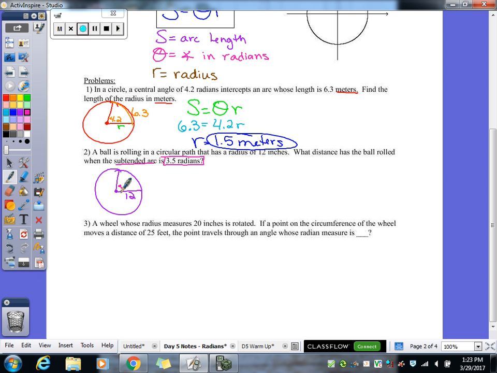The angle. Your angle is your radian. So if they ever talk about radians, that's your angle measure. So we're looking for this time our S. So 3.5 times our 12. What do we get? Oh, good, that's what I got. 42 inches.